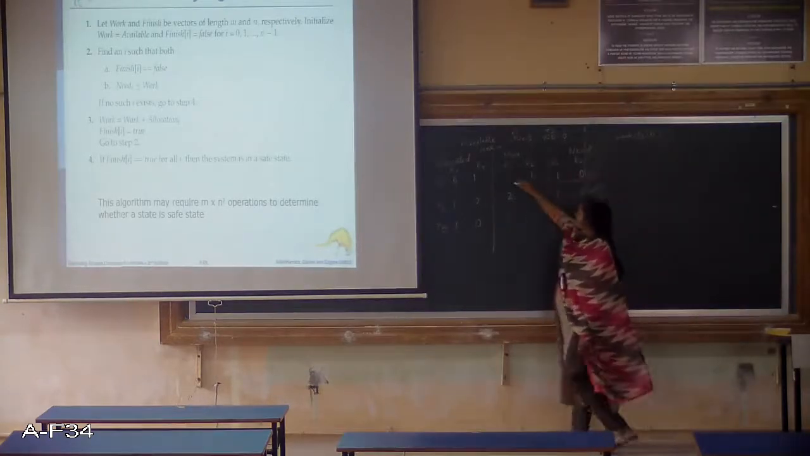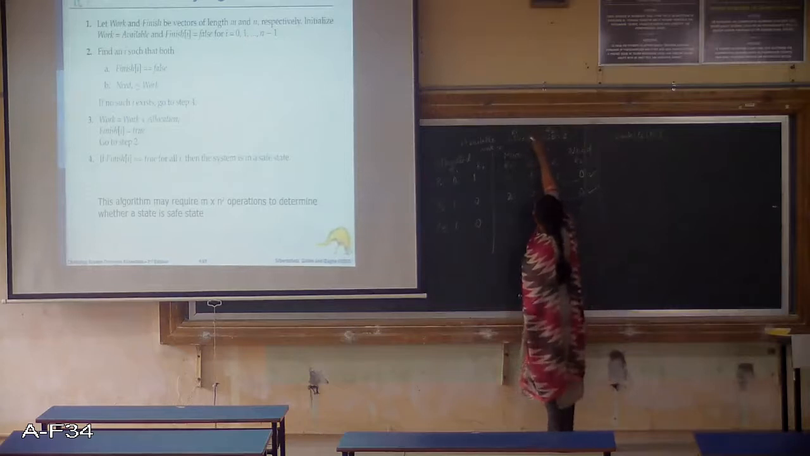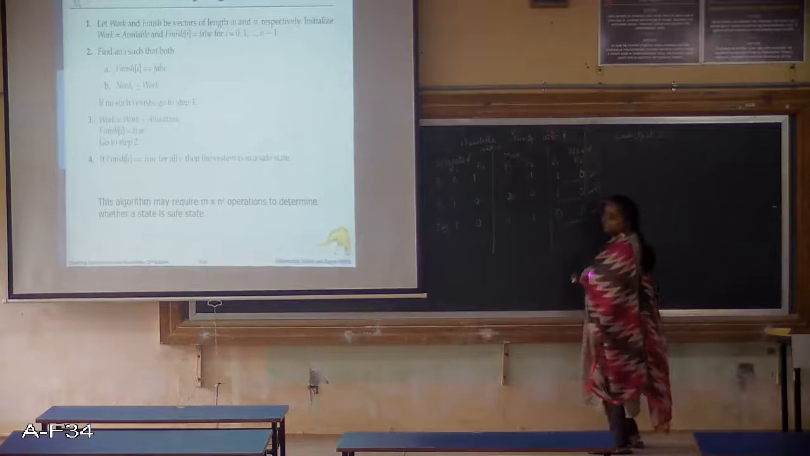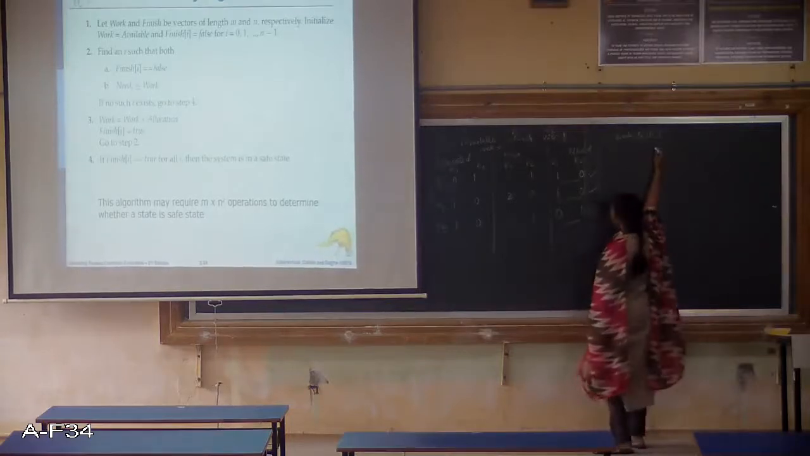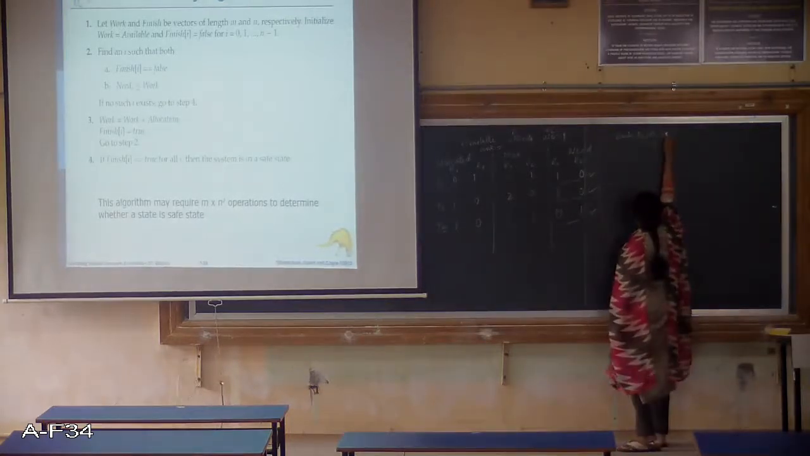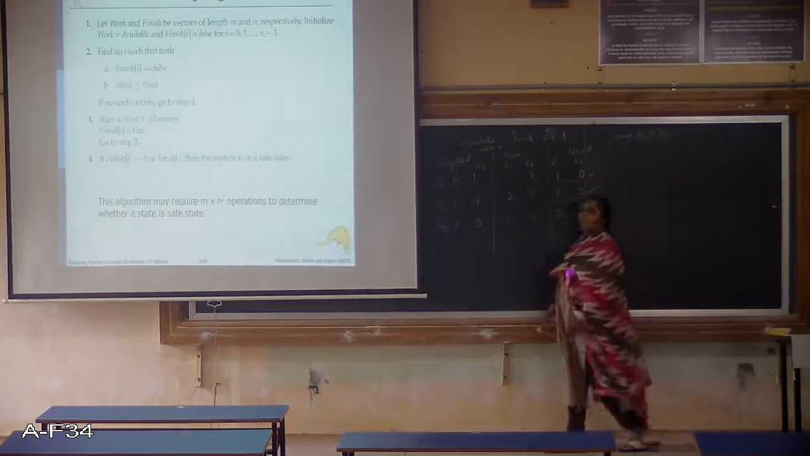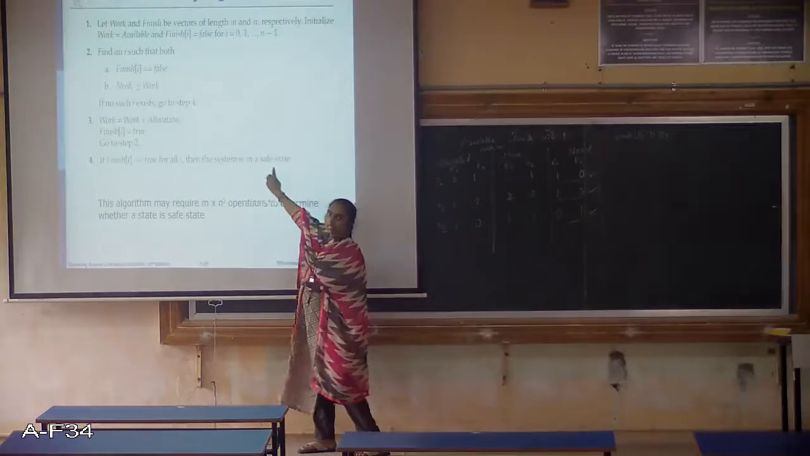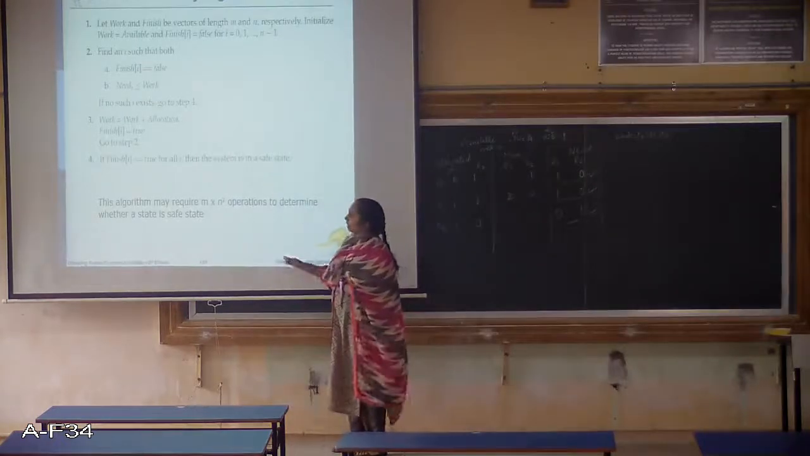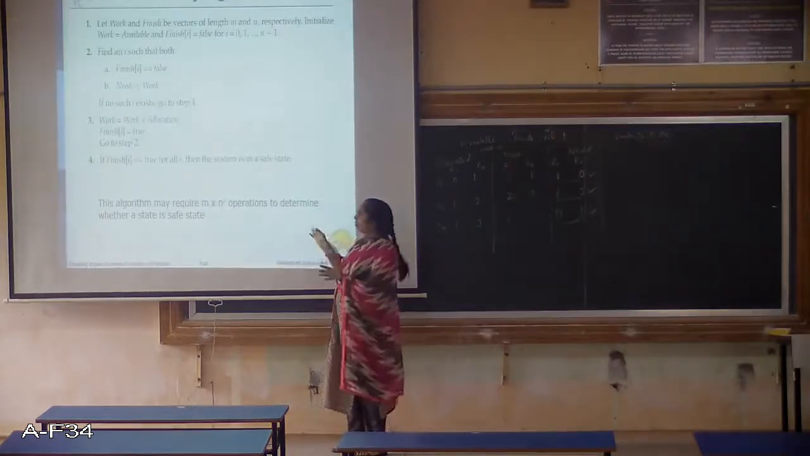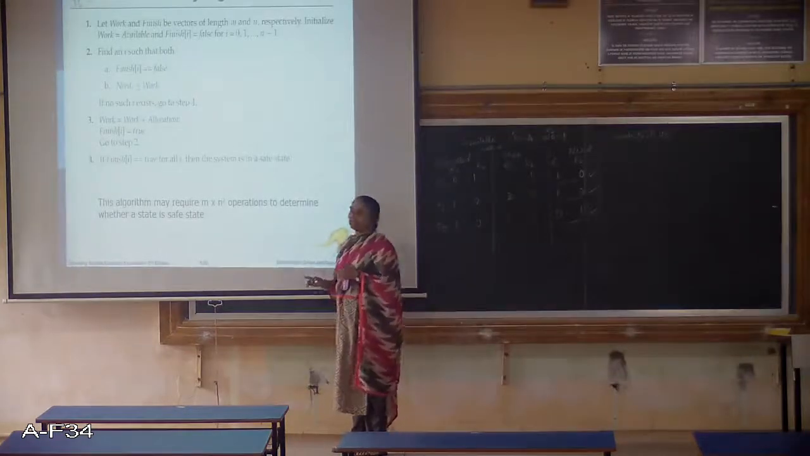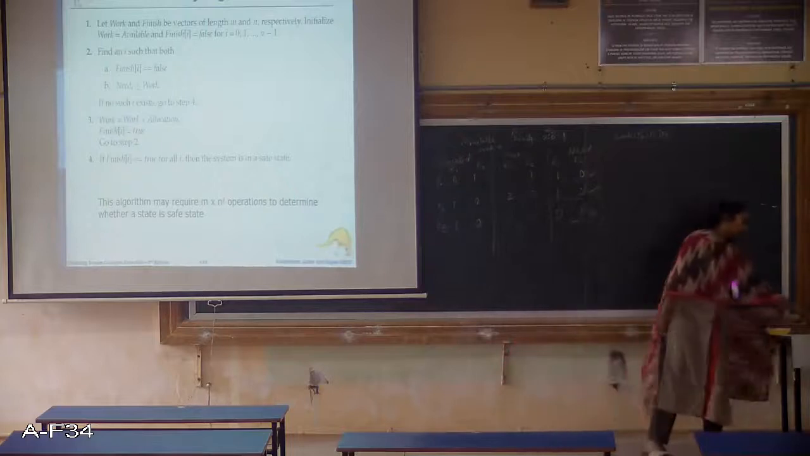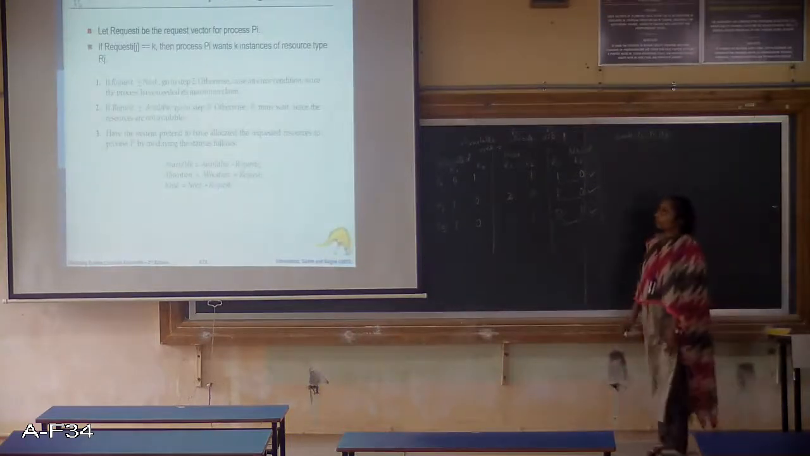Next, P3. When this finishes, whatever it held will return. Now, this need can be satisfied. That means P3 will finish. So that means all 3 have finished execution. So the system is in a safe state. This is the algorithm. This algorithm may require m into n square operations to determine whether the system is in a safe state.